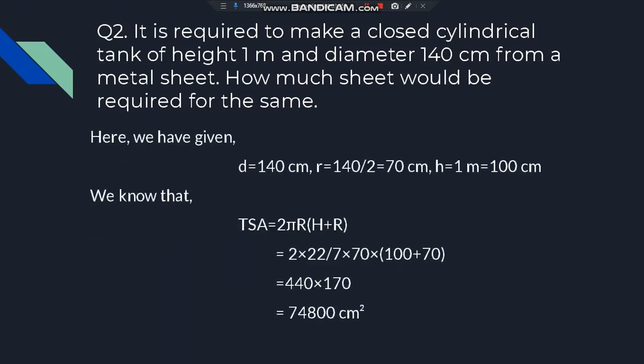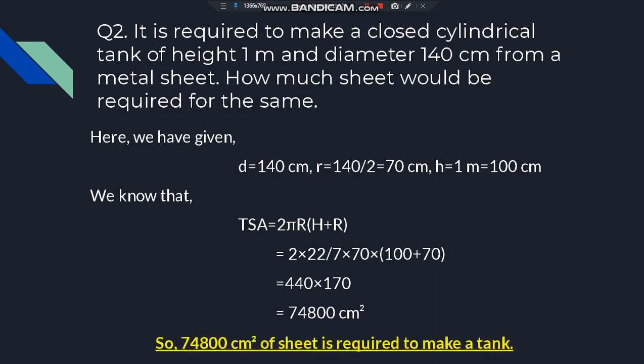So here you can see the diameter is 140 cm, so the radius would be 140 by 2, which is 70 cm, and the height is 1 meter, that would be equal to 100 cm. We all know that the total surface area is equal to 2 pi r into h plus r, that would be 2 into 22 by 7 into 70 into 100 plus 70. By simplifying it, we would get the answer 74,800 cm square. So 74,800 cm square of sheet is required to make the tank.